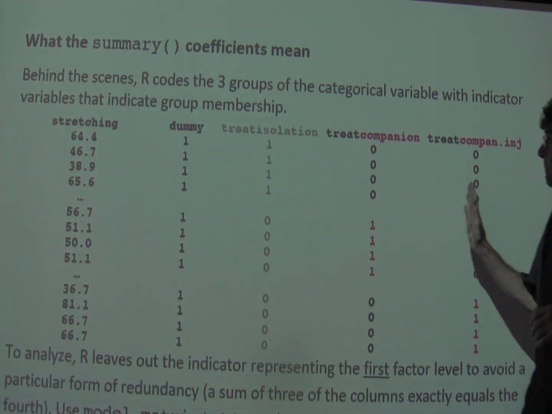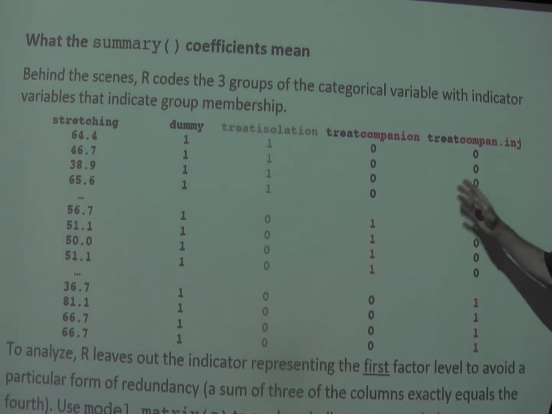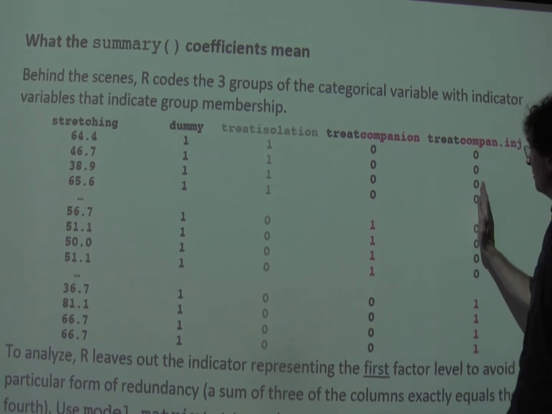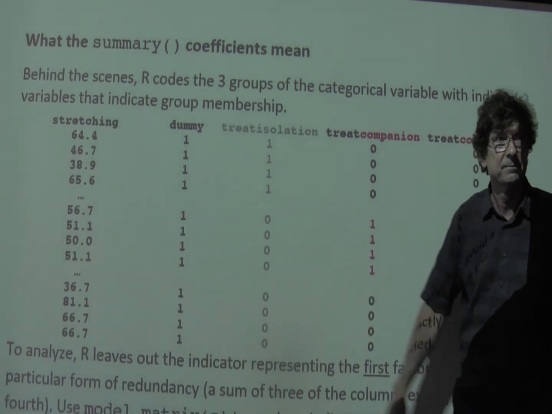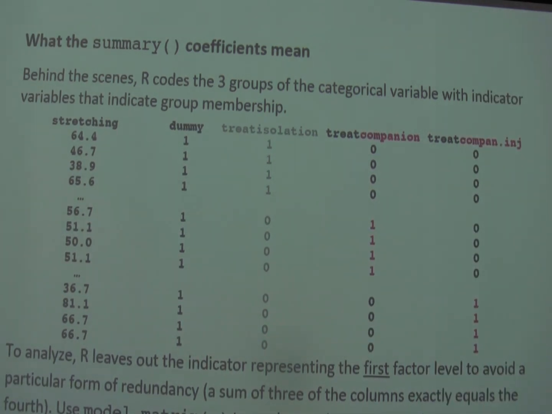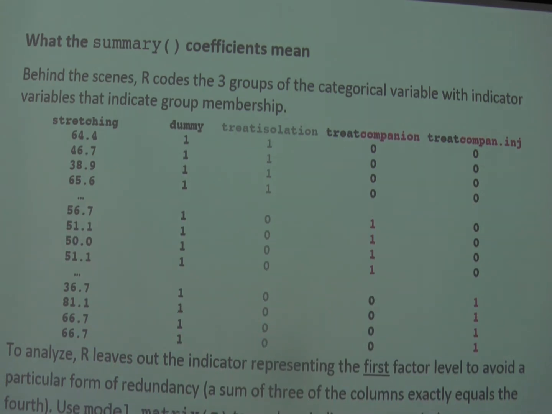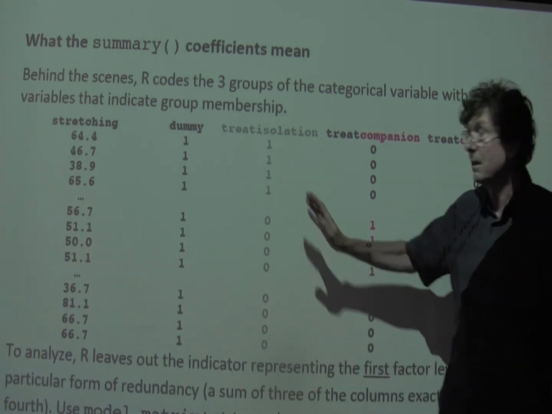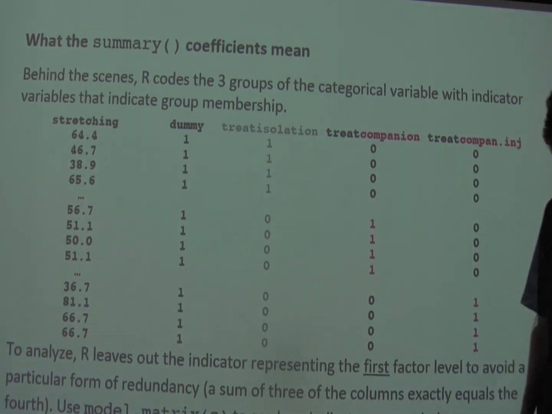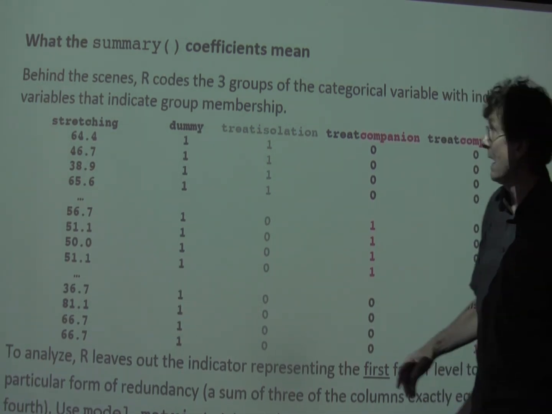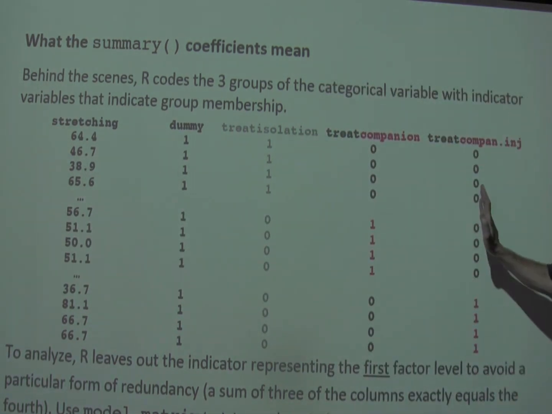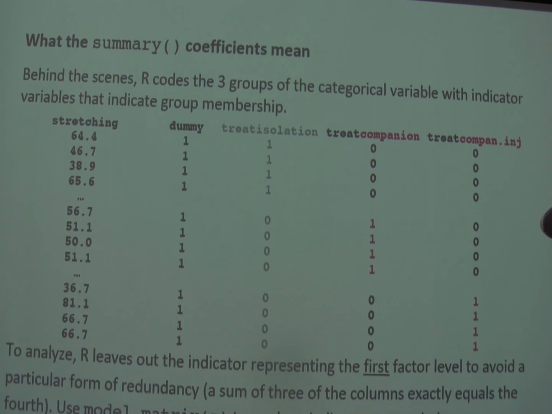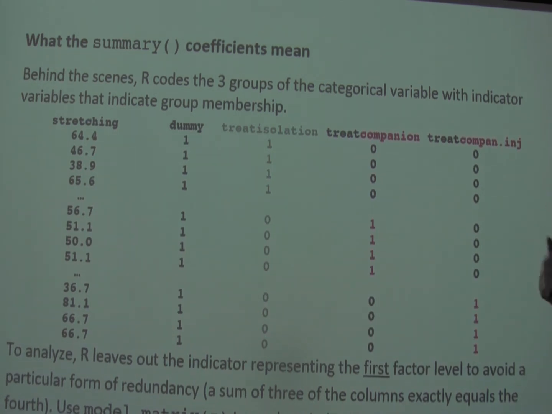Now, there's redundancy in this coding. If I told you what this column was and what this column was, you would know what that column was. And redundancy is bad; it makes computers explode. So the way that R does it is it always takes the first group and just drops it. Now it's fitting a model containing a dummy, treatment companion, and treatment injected companion. And then it essentially does a multiple regression with those variables.